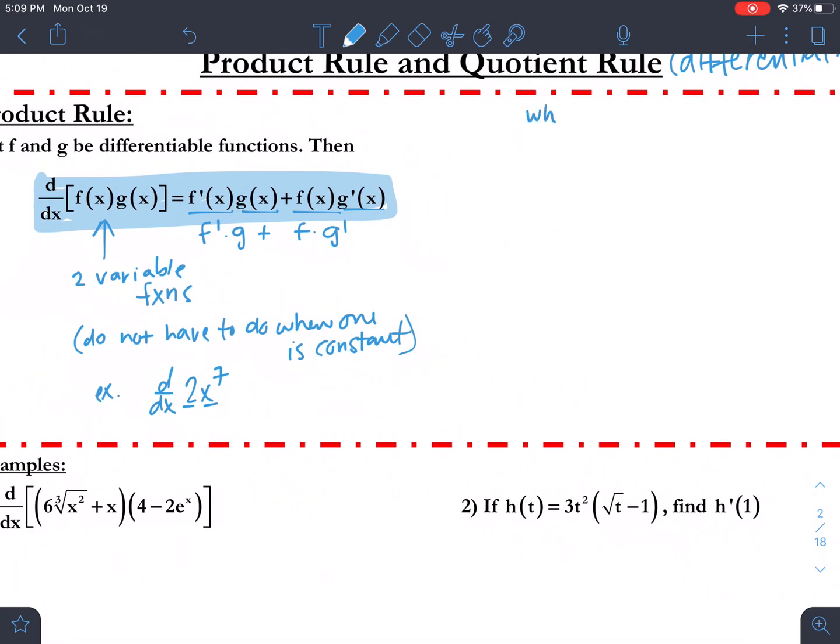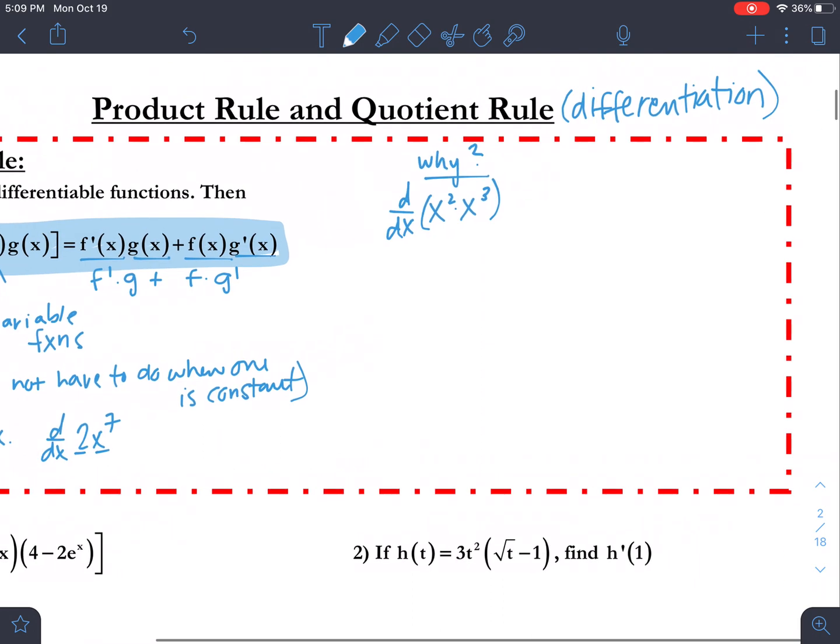Okay, so here's our y. Basically, I'll give you an example that we could do by hand. So let's do x squared times x cubed. Now we do know how to do this one, right? We could just make it x to the 5th and take the derivative, but I just want to show you why this would work. So again, if we're referring to our rules here, this is f and this is g.